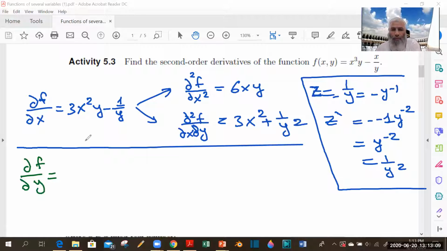This is the first derivative, df dy. Here, this is the first derivative, right? And this is the second derivative.